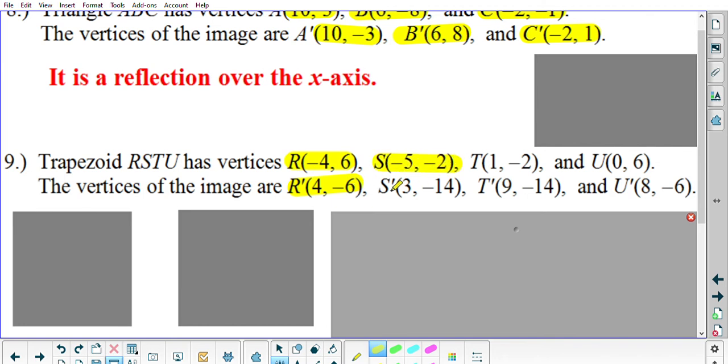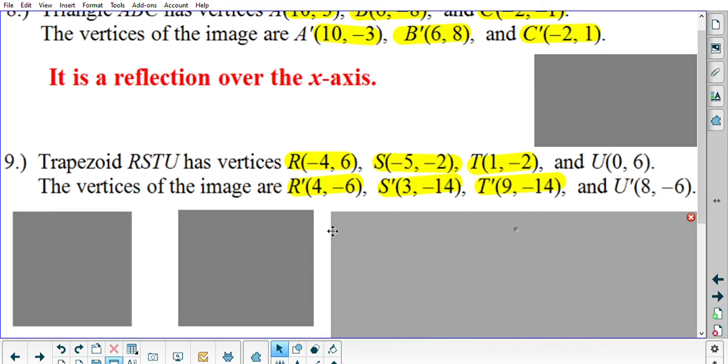From S to S prime? No, not at all. From T to T prime? Nope. So if you thought there was a pattern that the x's changed and the y's, I've got news for you. That is not a pattern that continues with S to S prime, T to T prime, and U to U prime. So this is not a reflection. It can't be. This has to instead be a translation.